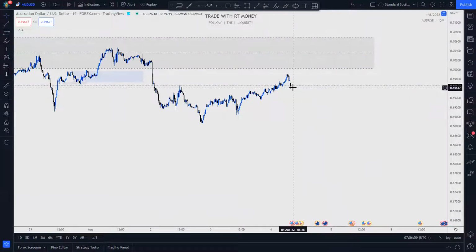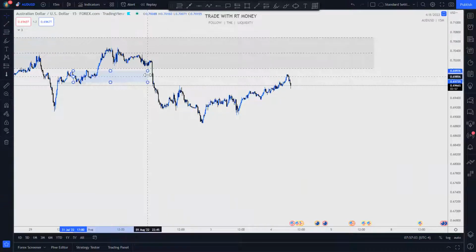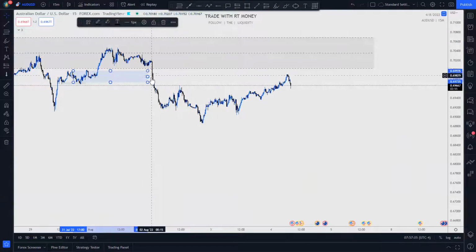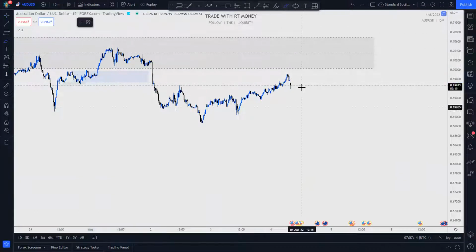I'll wait until price comes all the way up, because this area here, there is a flip here. You can see it on the 15-minute. There is a flip here from demand to supply, and that's where price is reacting to. But I would like to see a confirmation myself.